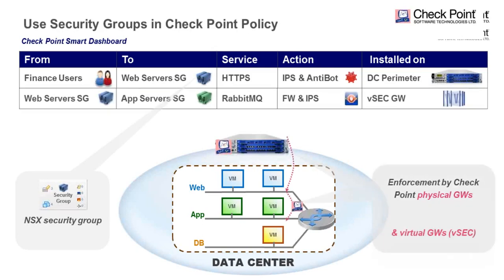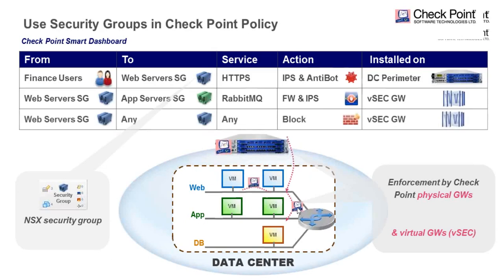In our second rule, we have the web server NSX security group, traffic from there going to the app servers NSX security group. So if you follow my mouse, which I'll bring here, that's traffic from here going to here. Notice that this traffic doesn't traverse the physical gateway, which is here. So in this particular policy, and again this is a unified policy, we're stipulating that the web server traffic going to the app server traffic using a service RabbitMQ, we want to inspect that with firewall and IPS. And obviously the enforcement point at this juncture will be the vSEC gateway.